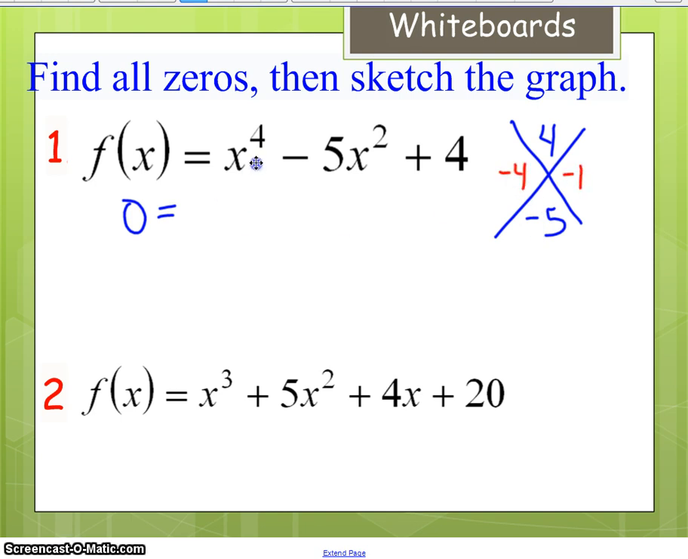Now, this is a quartic, so when you break it into your two factors, remember to put x squared minus 4, x squared minus 1. You can then factor those two again because they're both subtracting, and you can take the square root of 4, and you could take the square root of 1. I'm going to pause for a second, see if you can figure it out.